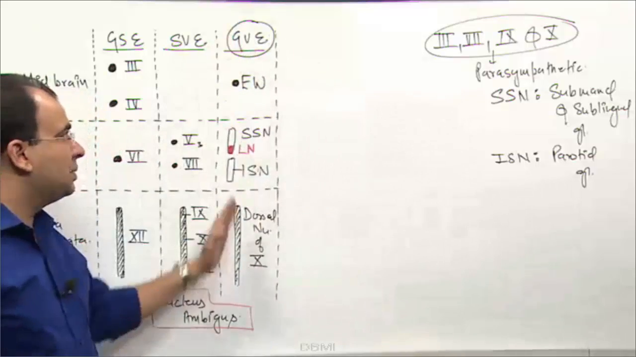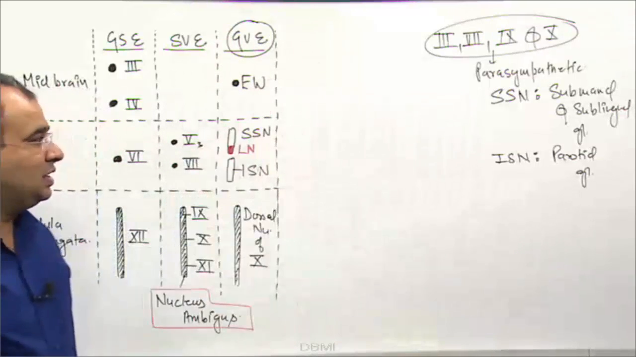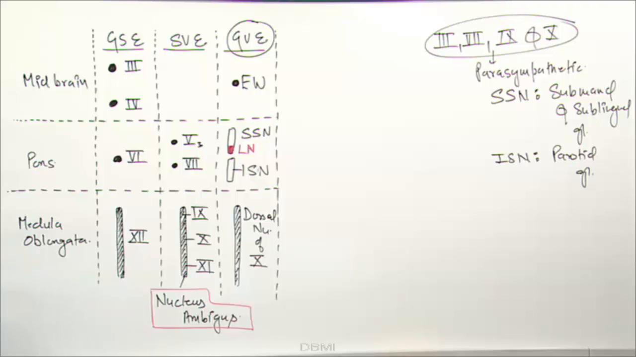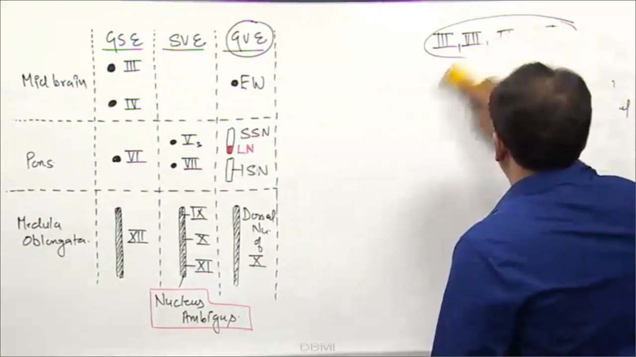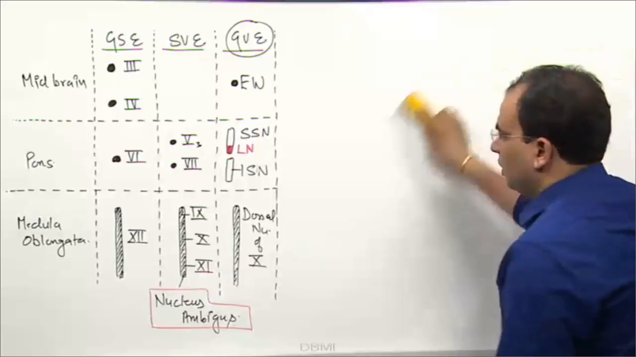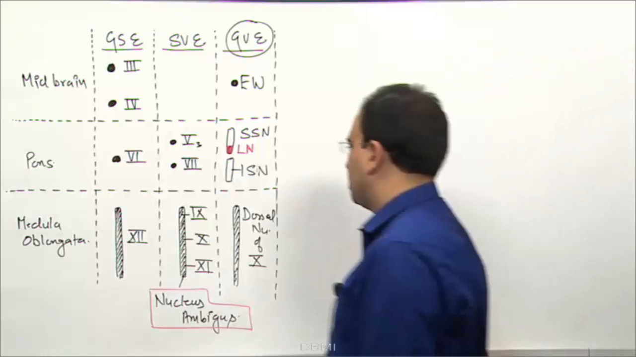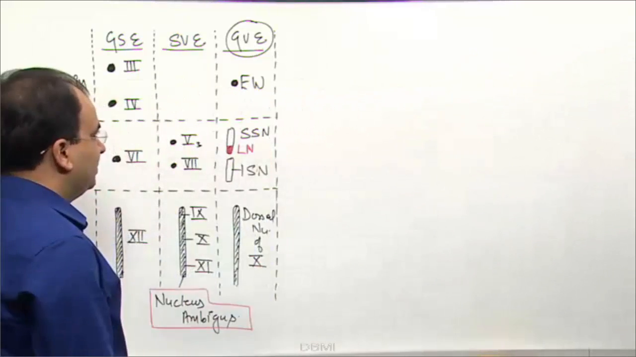So this column is a parasympathetic column, the GVE column. So please note that 3, 7, 9 and 10 are the parasympathetic cranial nerves that we have. Now let's come to the afferent column. This is about the efferent column. Now let's come to the afferent column and see what all will come under the afferent column.